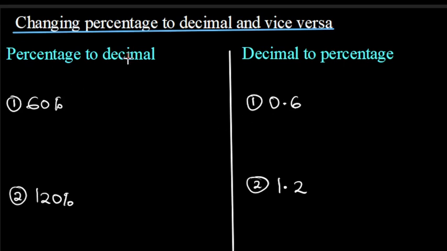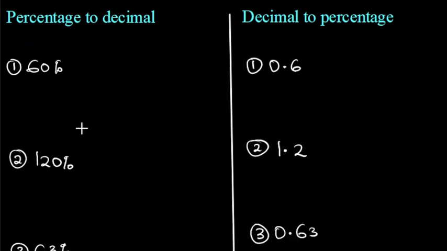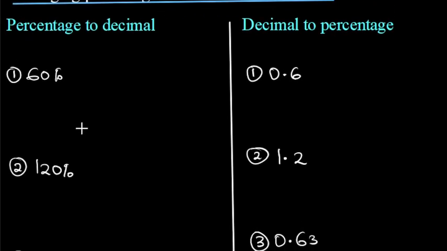Now the next one here is changing percentage to decimal and vice versa. So the first one is percentage to decimal. So in these three examples here, we'll convert to decimal from percentage. Now, to convert to decimal, first of all, we do 60 divided by 100. So 0, we cancel 0. Now 6 over 10 is same thing as 0.6. Okay. I think you should know this elementary math.